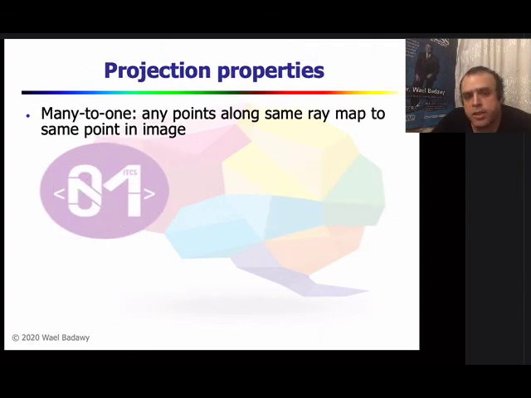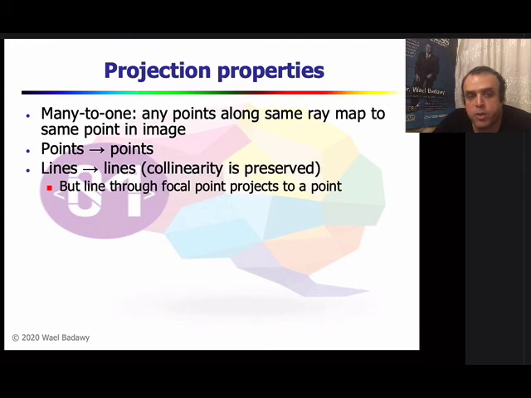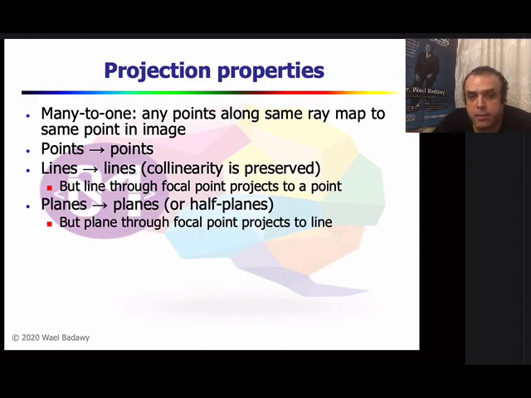In the next slide, we talk about projection properties. So there is many to one, which basically means any point along the same ray or light ray will map to the same point in the image. So basically you can lose some information. Some points will lead to some points. There are some lines which may be preserved as lines. There are some planes which become half planes or full planes.